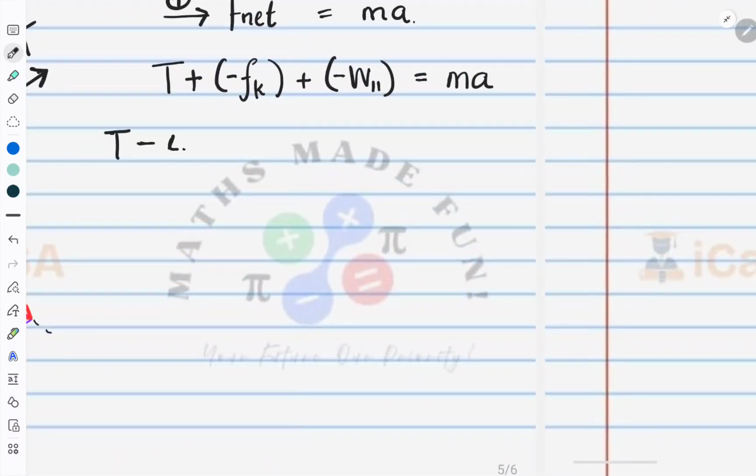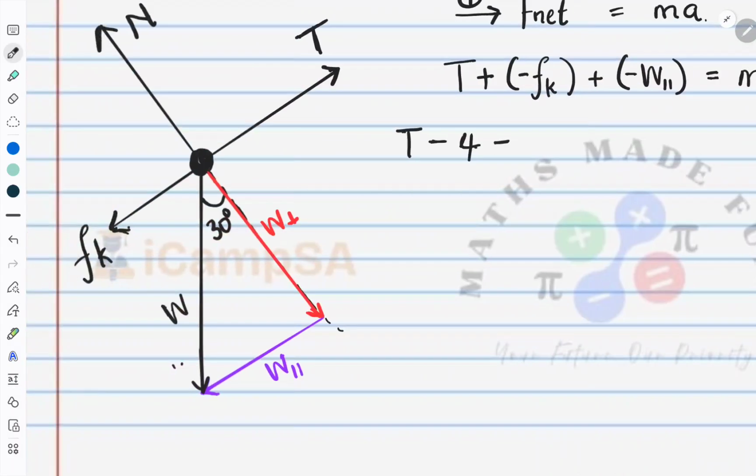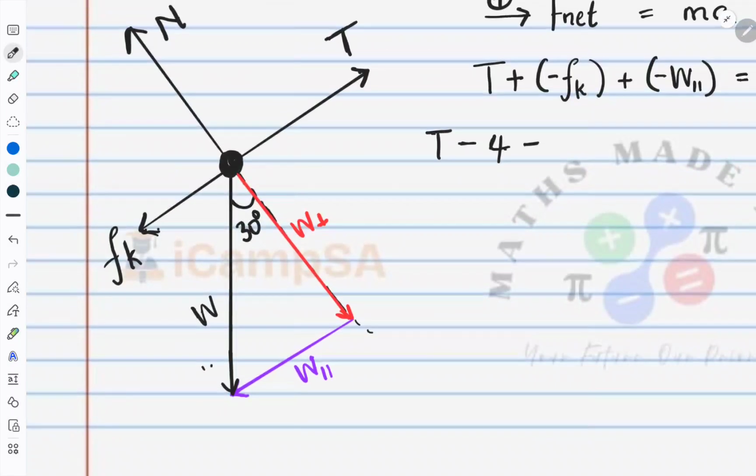Minus 4 minus mg. So if you check here, our weight parallel will be W, or weight, sine 30, because it's opposite to the angle 30 degrees. So we'll use sine to find it.